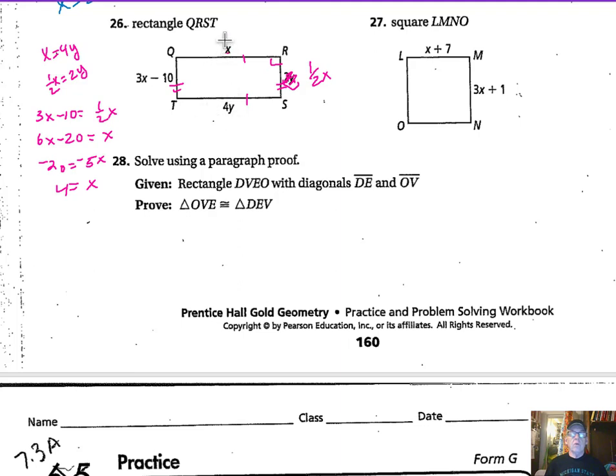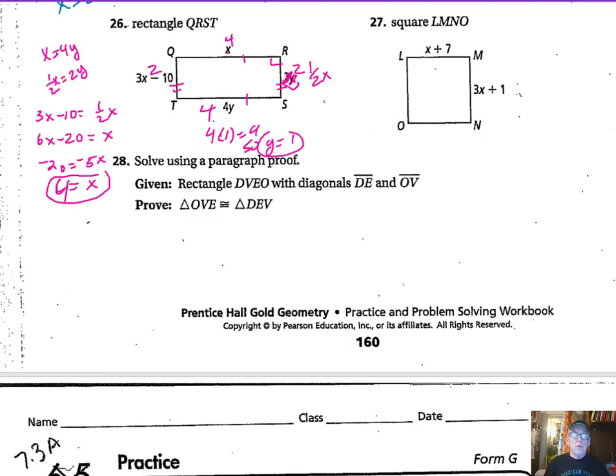And so if x is equal to 4, we got 4 for that side. We got 12 take away 10, which is 2 for this side. We got half of 4, which is 2 for this side. And it must be that y is equal to 1, because this side also has to be 4. 4 times 1 equals 4, so y equals 1. We found out that x is equal to 4 and y is equal to 1.